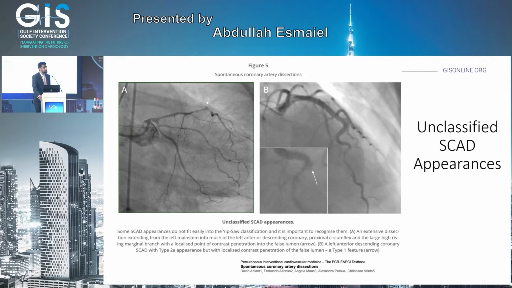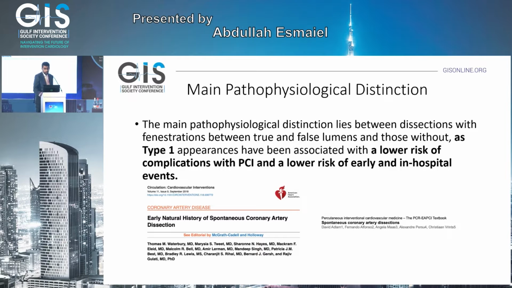But there are cases of SCAD that you cannot really classify. You cannot put it in any of these categories. Like B, for example. In B, you have normal caliber, diffuse narrowing, and regain of normal caliber, but you can also see there's some contrast staining here, which is a feature of type 1 SCAD. So you have kind of a mixed picture of different types of SCAD.